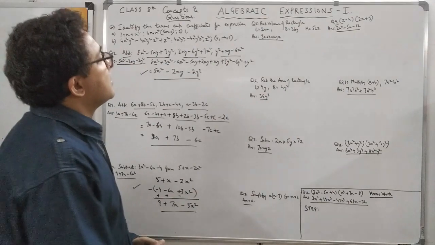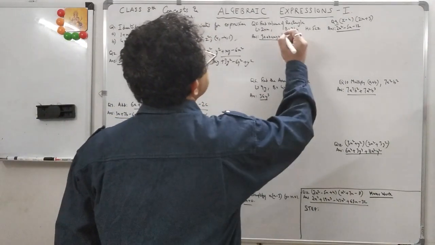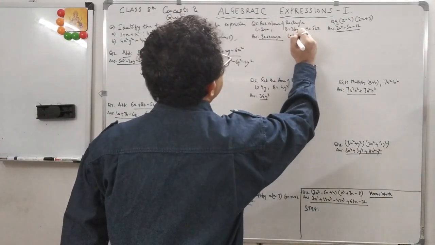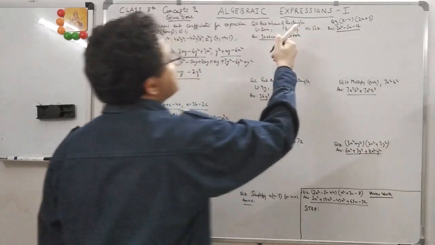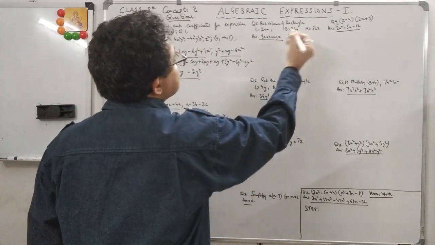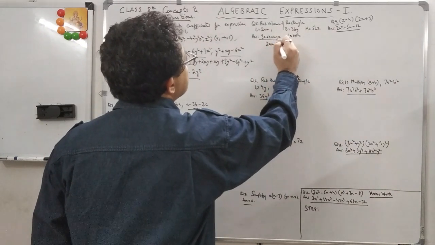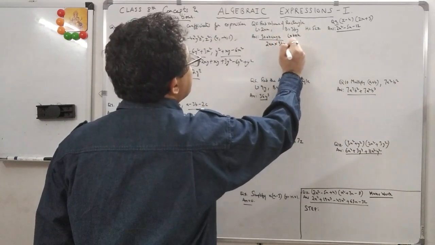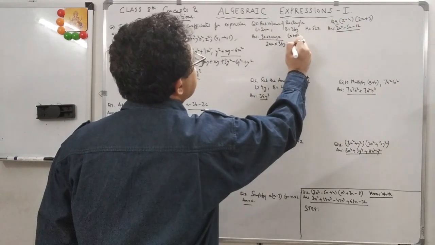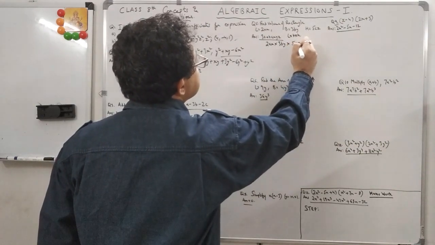Now let's do the volume of a rectangle. Volume of a rectangle is what? Length into breadth into height. Because not the same thing is given, let's now multiply 2ax into 3by into 5cz.